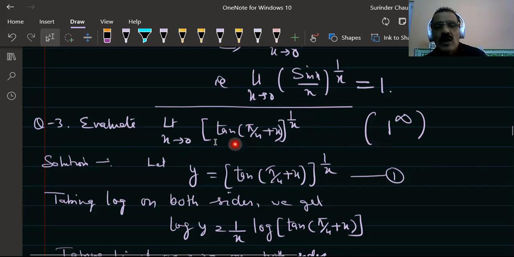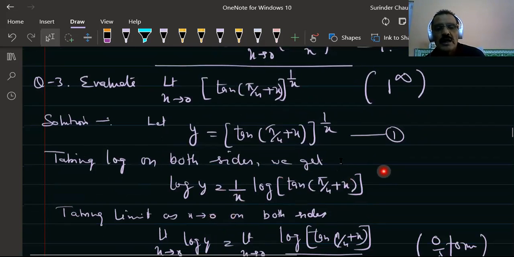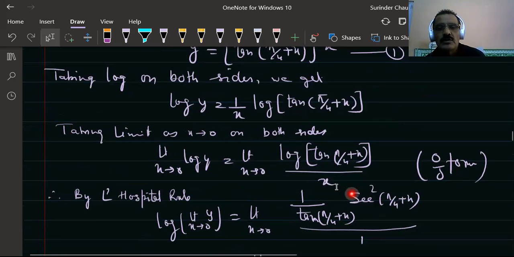You will discriminate. Now 0, pi/4, 1^infinity form. Again, to know which type this form is, you have to solve it by taking out x, the variable in the exponent. Same procedure: y is equal to this function. Taking log on both sides, apply the formula log m^n = n log m. Then take the limit of both sides.